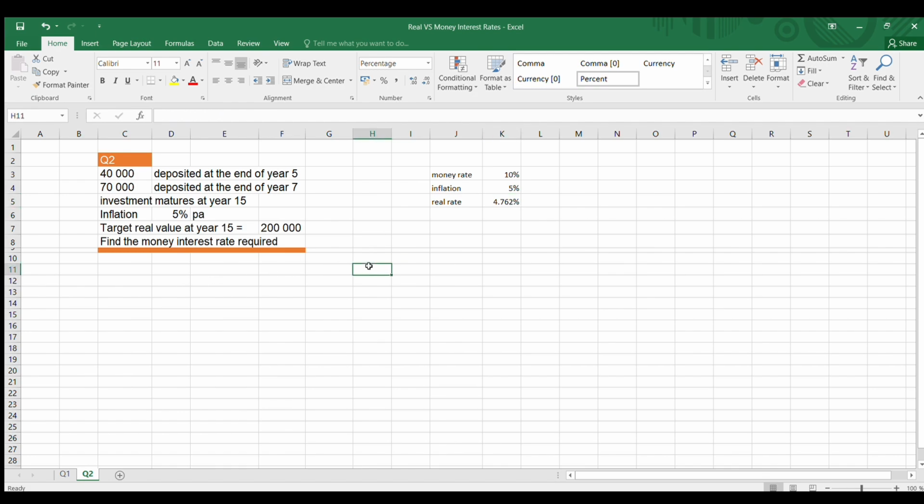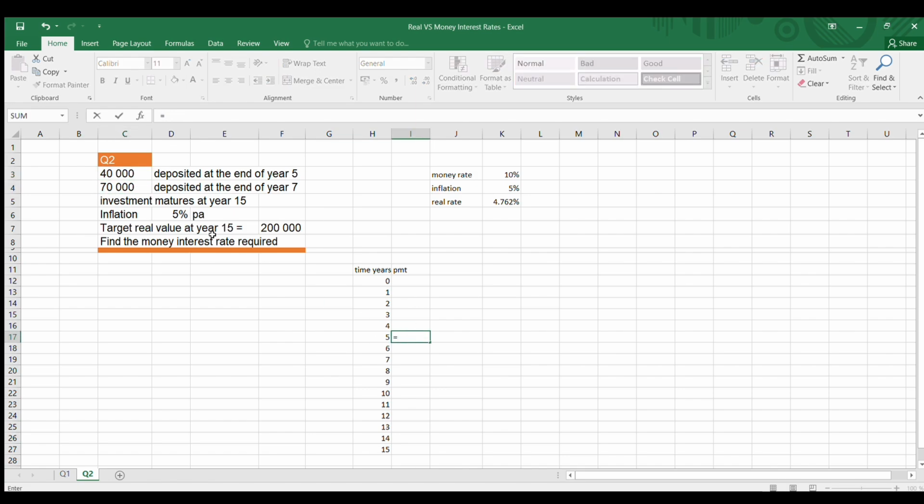So after that, I'm going to have a column for my time in years. We know that that starts at year 0, moves to year 1, year 2, year 3. And as usual, Excel has this ability to pick up patterns. So I highlight all my cells and then I just drag all the way to time 15. After that, I'm going to have a column for my payments, you see. And in this case, our payments don't have a specific structure. Instead, we're given what our payments are. So at time 5, I'm going to insert 40,000. And then at time 7, I'm going to insert 70,000, you see.